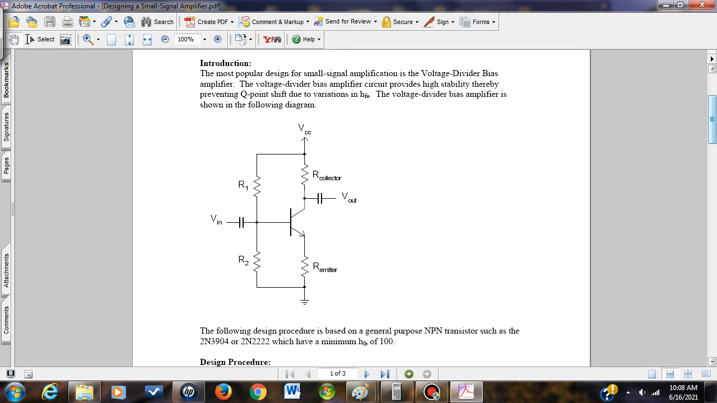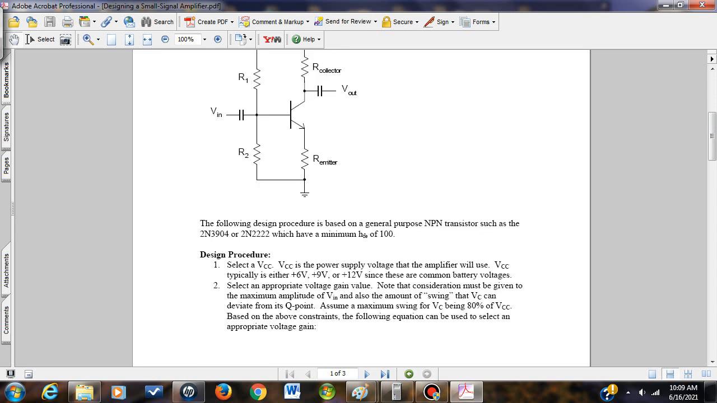The voltage divider bias amplifier is shown in the following diagram. Please note that Vout is taken from the collector of the transistor. Therefore, it is 180 degrees out of phase with Vin. To keep it simple, Vout is an inverted output. This design procedure is based on general-purpose NPN transistors such as a 2N3904 or 2N2222, which have a minimum HFE of 100.